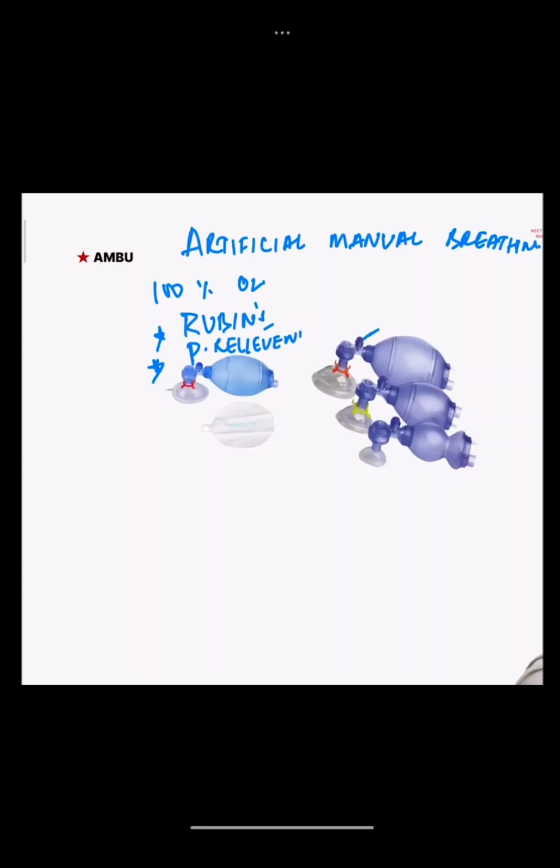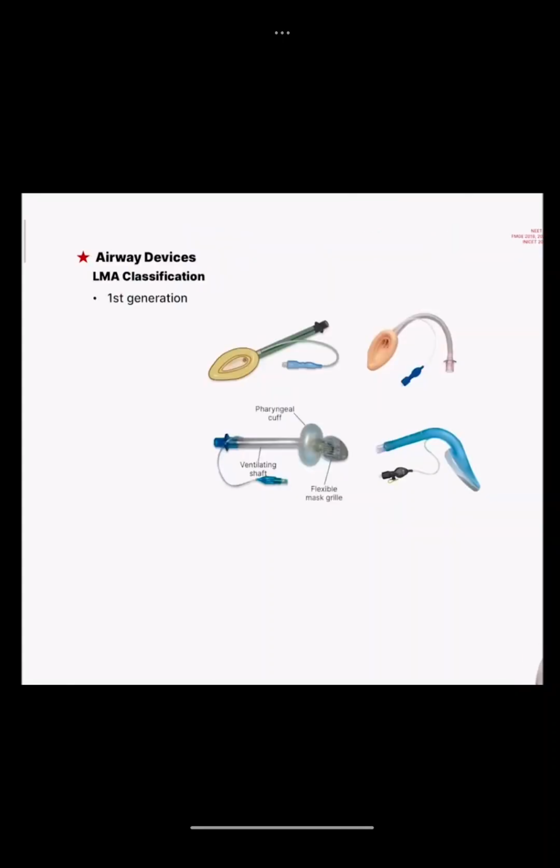Usually in pediatric AMBUs, you will see this pressure relieving valve. This is AMBU, artificial manual breathing unit. Now guys, starting with airway devices. In this airway device, what we need to remember is, we are talking about not a permanent airway device, we are talking about a temporary airway device that is called laryngeal mask airway. Very, very important. Laryngeal mask airway.